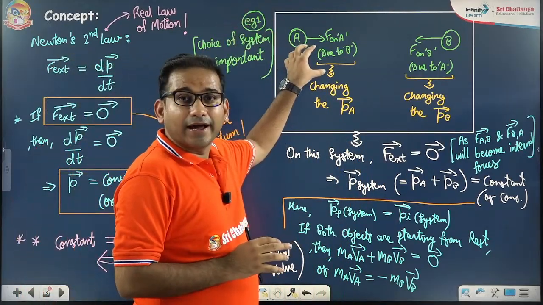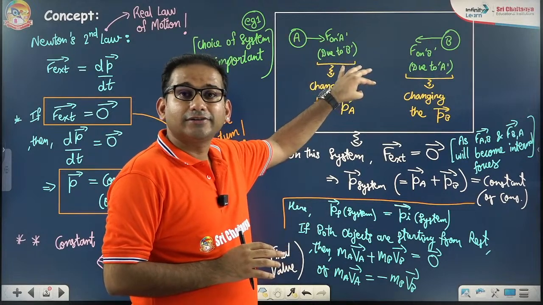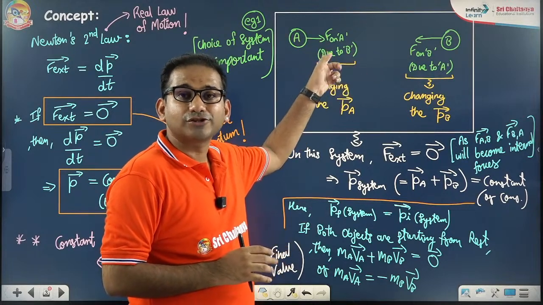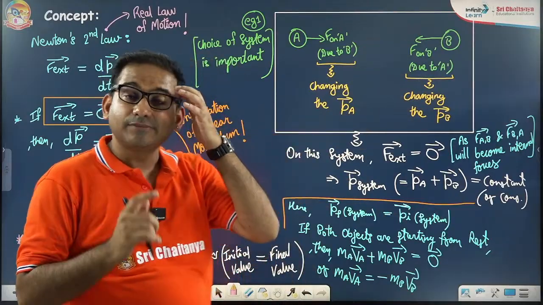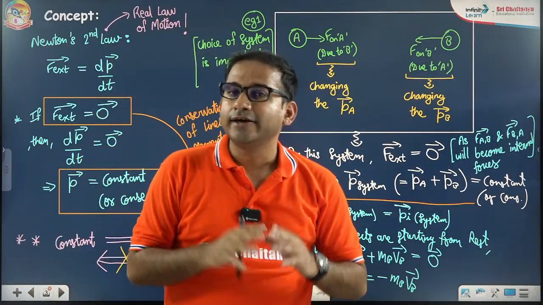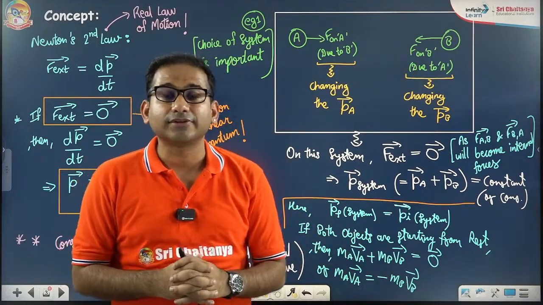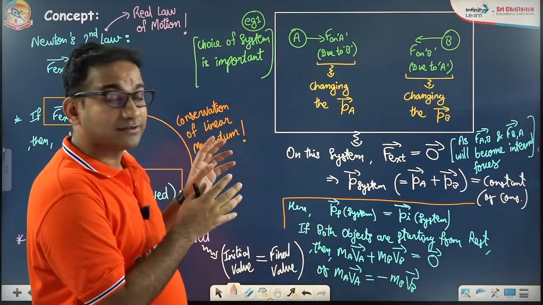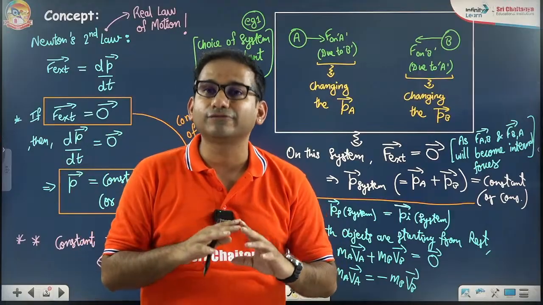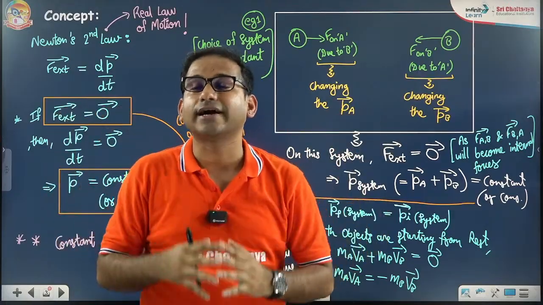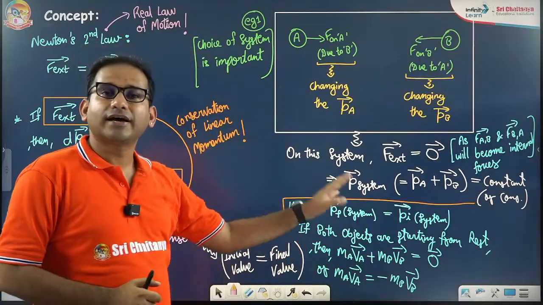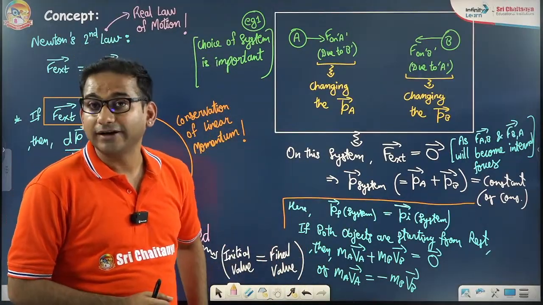On A, if a force is acting externally, then that will be capable of changing the momentum of A. On B, if a force is acting externally, then that will be capable of changing the momentum of B. If you consider both as a system, then definitely the forces available will become internal forces, which have the capability to change the kinetic energy with time, but they don't have the capability to change the linear momentum with time.